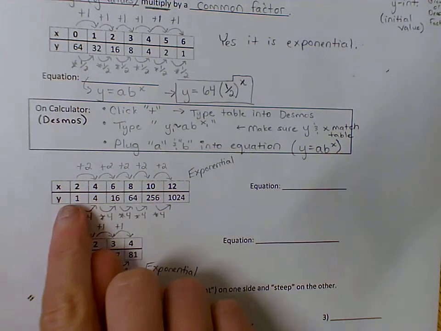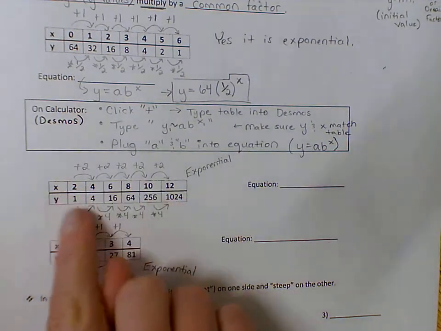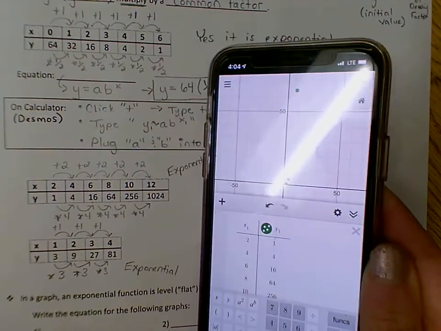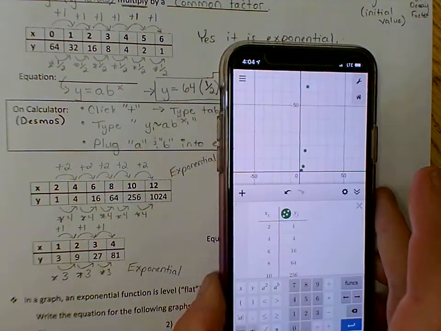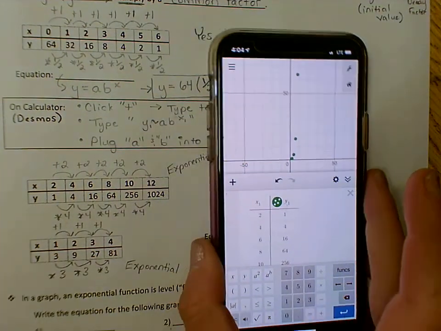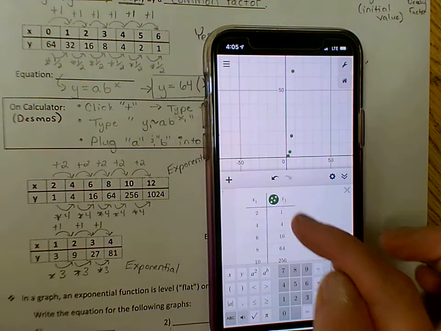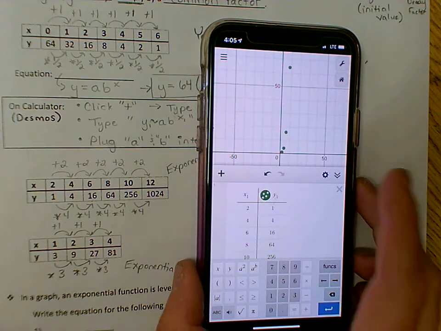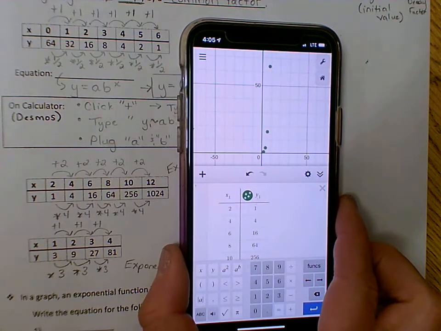If you're using Desmos to write the equation for you, like what you did for linear functions, you'll pull it up, and then you're going to hit the plus button in the upper left corner, and then you're going to type table, and then you simply, just like what I did here, type in your table of values. So I went ahead and did that. So you'll type it in. And let me see if I can get it as clear as possible.